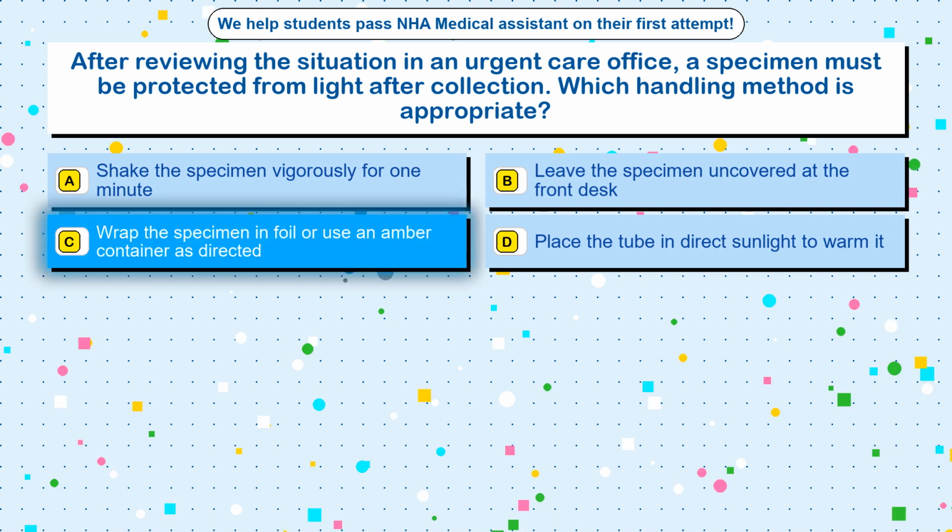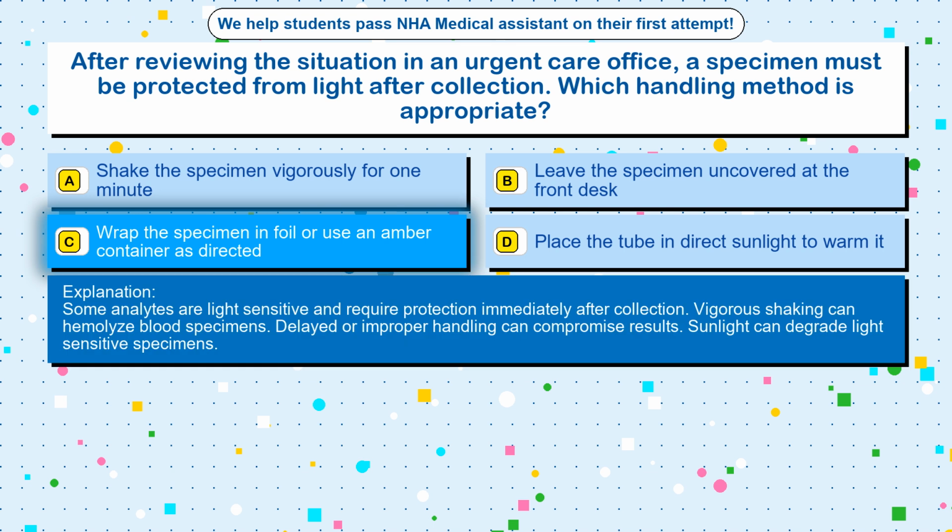The correct answer is option C. Wrap the specimen in foil or use an amber container as directed. Some analytes are light sensitive and require protection immediately after collection. Vigorous shaking can hemolyze blood specimens. Delayed or improper handling can compromise results. Sunlight can degrade light-sensitive specimens.